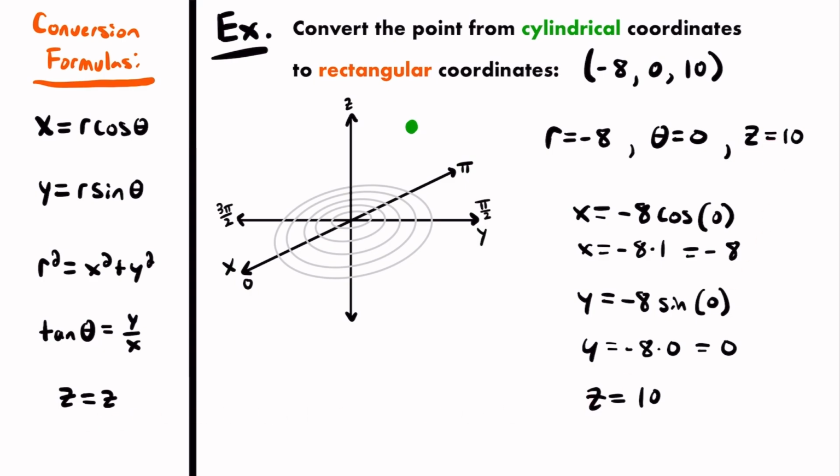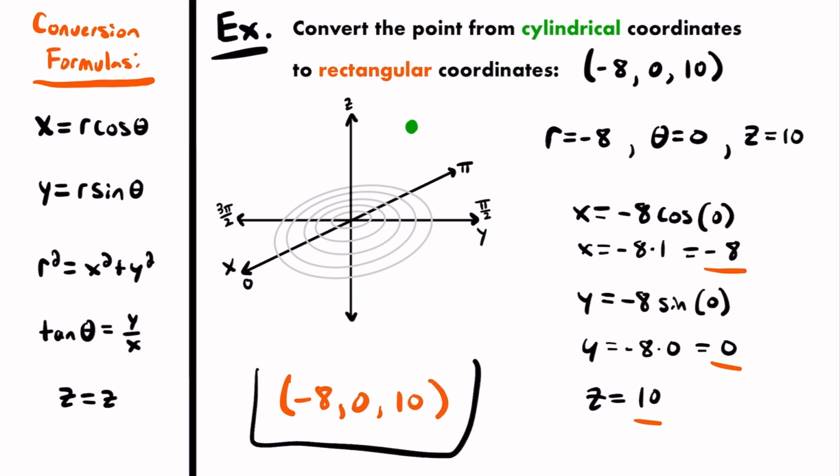Okay, and so now we have our three coordinates. X is -8, y is 0, and z is 10. So putting them together, we get -8, 0, 10. And would you look at that, we got the same exact point, right? That's exactly what we started with. So kind of weird, but this does happen when your angle is 0. Your point in rectangular coordinates will look exactly the same as your point in cylindrical coordinates.